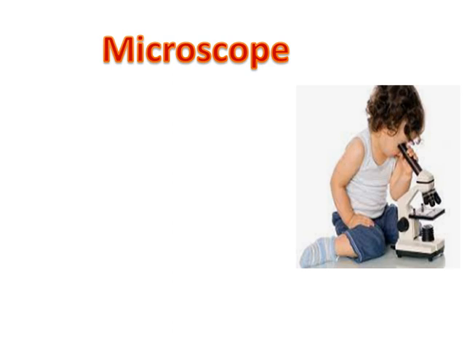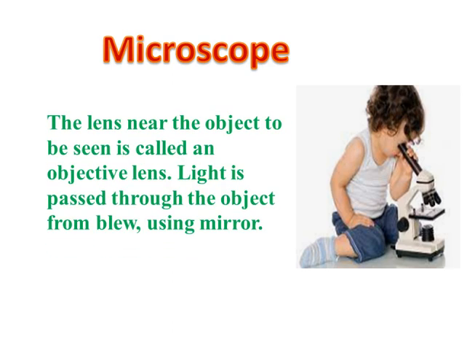Microscope. The lens near the object to be seen is called the objective lens. Light is passed through the object from below using a mirror.